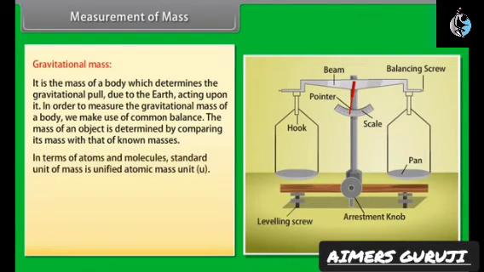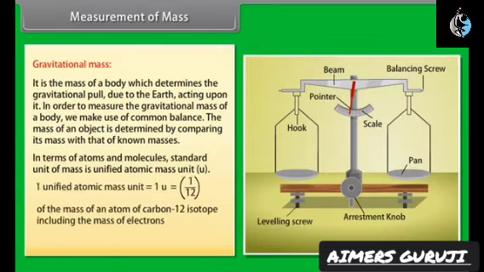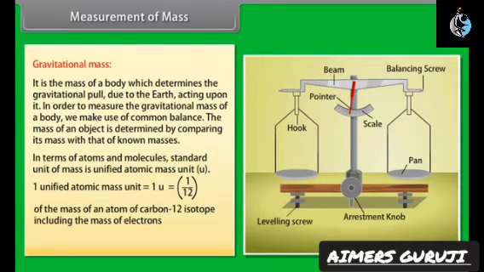In terms of atoms and molecules, the standard unit of mass is the Unified Atomic Mass Unit, that is u. 1 unified atomic mass unit, 1 u, is equal to 1/12 of the mass of an atom of carbon-12 isotope, including the mass of electrons, which is equal to 1.66 × 10^-27 kg.